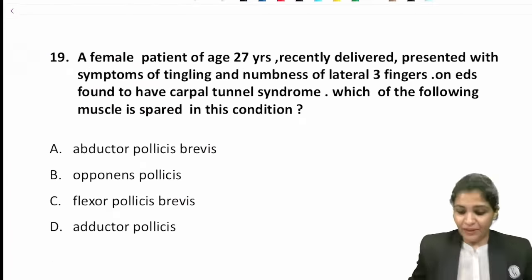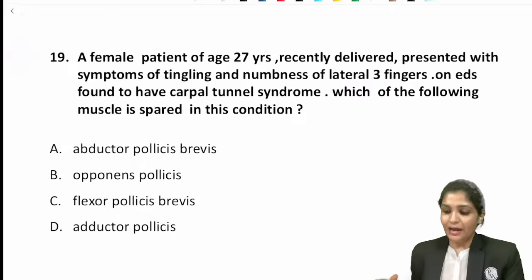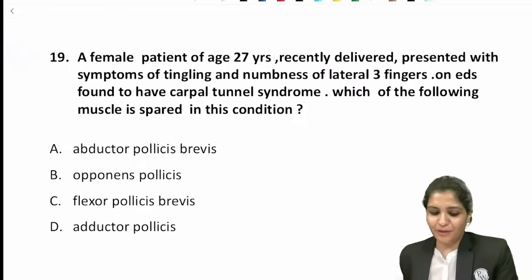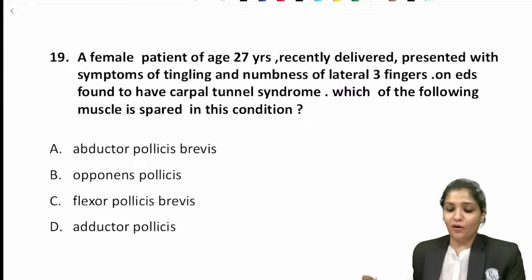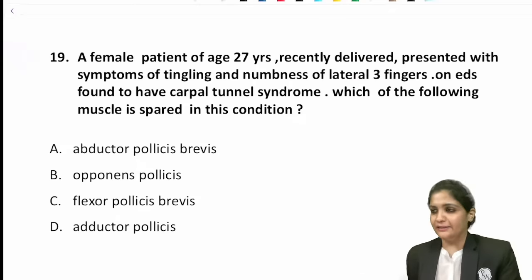So the next one: a female patient of age 27 years, recently delivered a baby, presented with symptoms of tingling and numbness of the lateral three fingers. On EDS, found to have carpal tunnel syndrome. Which of the muscles is paired in this condition?